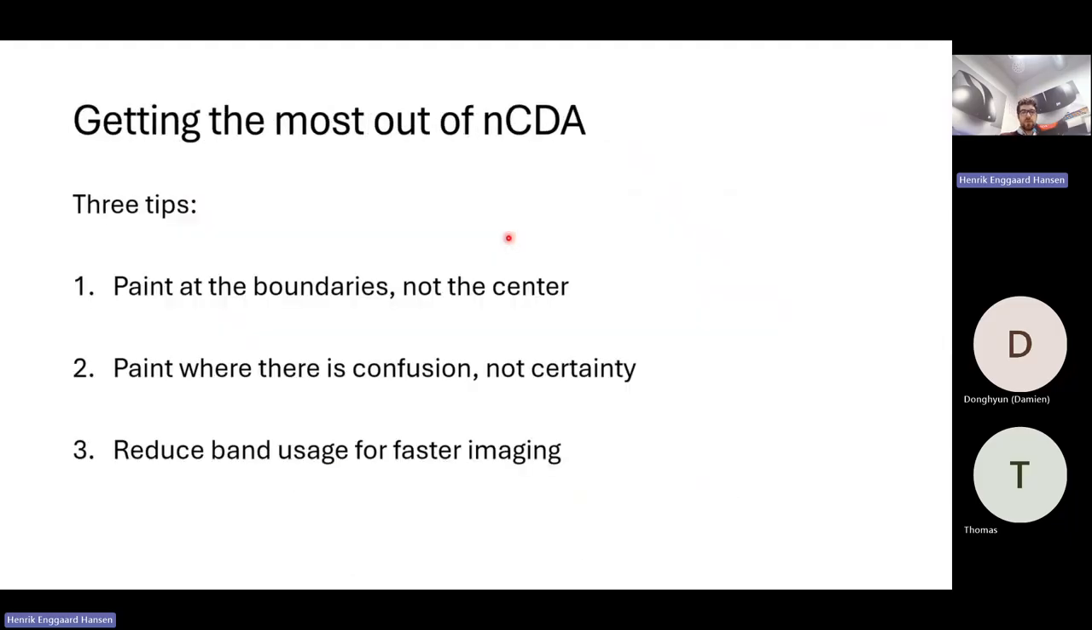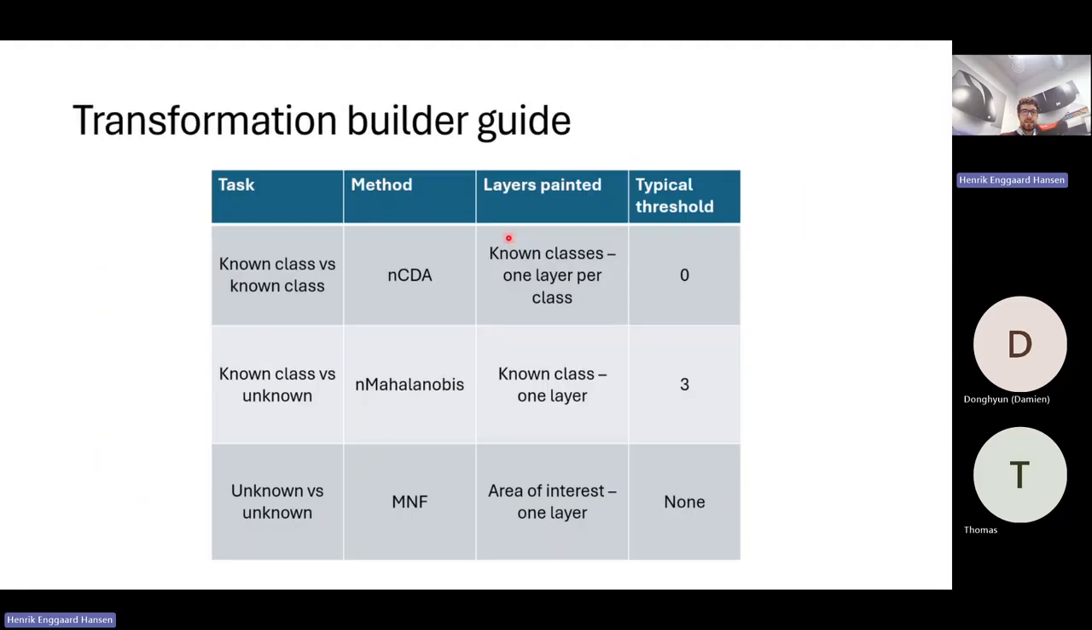So just to highlight again, or give a good reminder, we have the issue of known classes versus known classes with nCDA. Unknown, when you have a known class but don't know what context it will show up in, use nMahalanobis. It's the good choice for doing these kind of problems. And if you're exploring or unsure what you're looking for, it's difficult to paint or classify. Explore it using MNF and then build classifiers upon that later when you have more data.